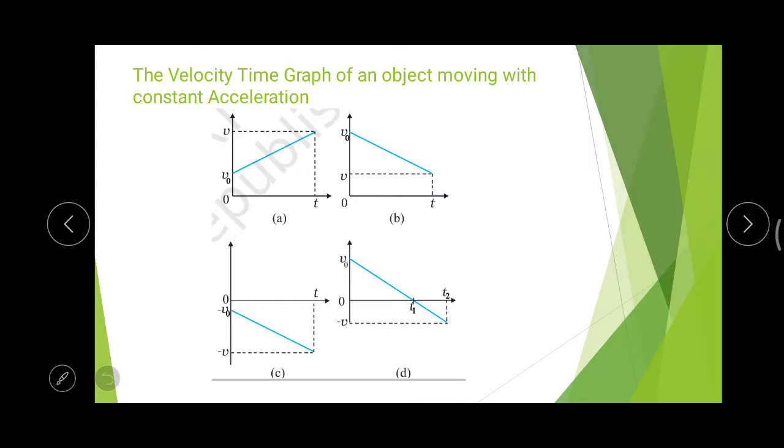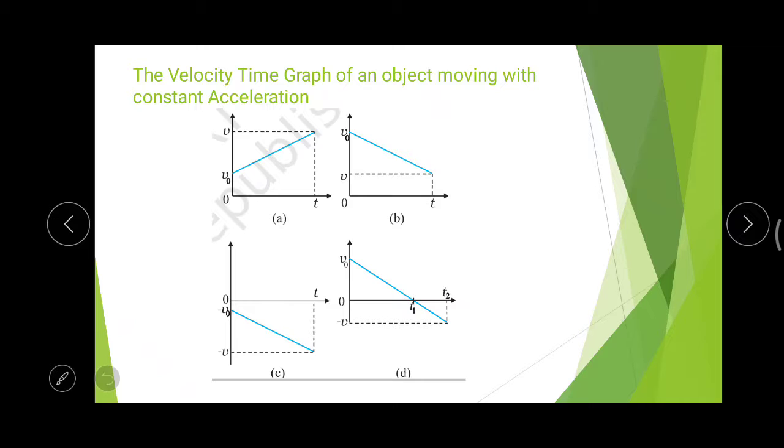In another way, it is v2 minus v1 divided by t2 minus t1, where v2 is the final velocity, v1 is the initial velocity, t2 is the time at which we have the velocity v2, and t1 is the initial time. At t1 we have the velocity v1. So that is what we discussed about acceleration in the last class.